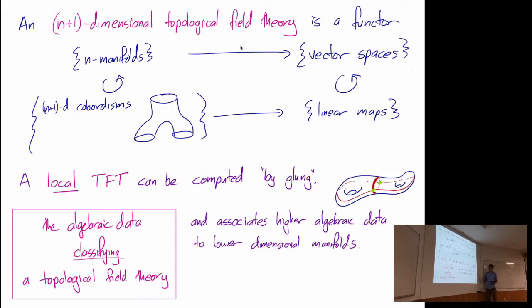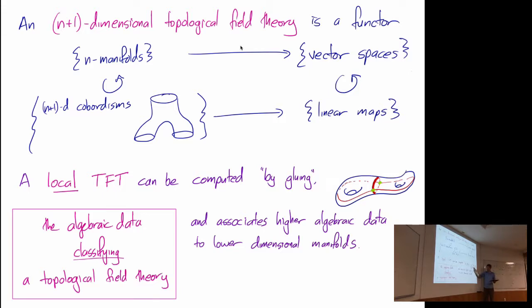Then if you've got a local TFT, it won't just associate a vector space to that surface. It'll associate some gadget to the circle I've drawn around the middle. In fact, it'll just be a category of some sort. And it'll associate some gadgets to the manifold with boundary on either side, these punctured tori on either side. And in fact, what it'll do is it'll associate to each side some module over the category that's associated with the circle. And the vector space obtained for the whole surface will just be the tensor product, the sort of amalgamated tensor product.